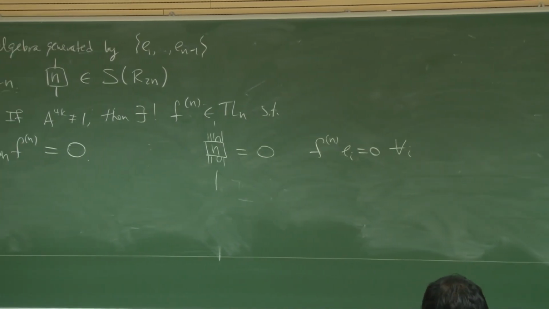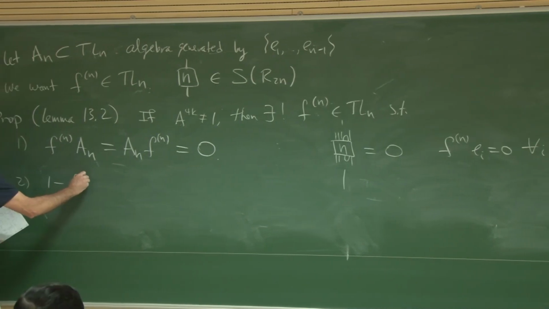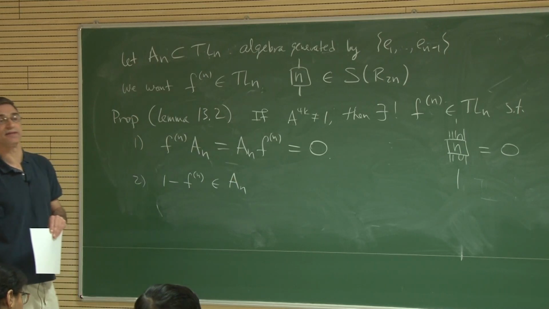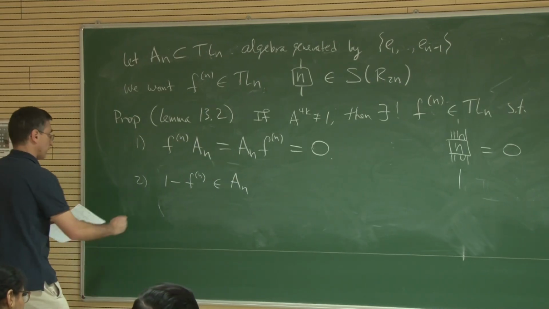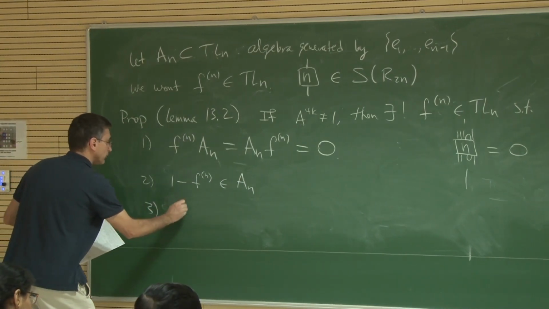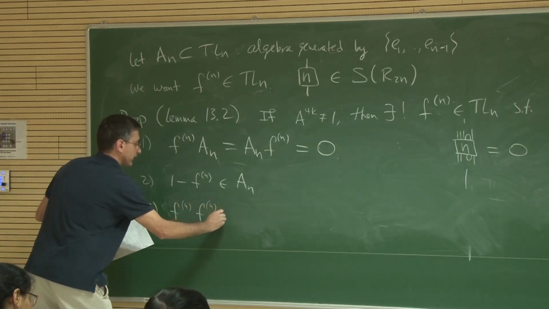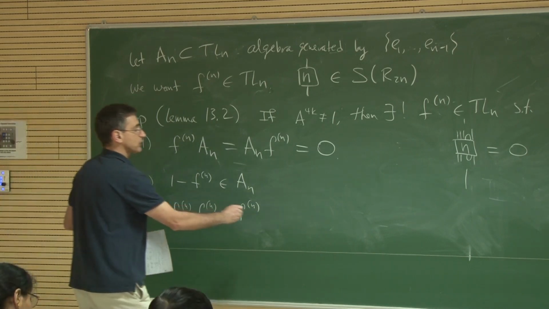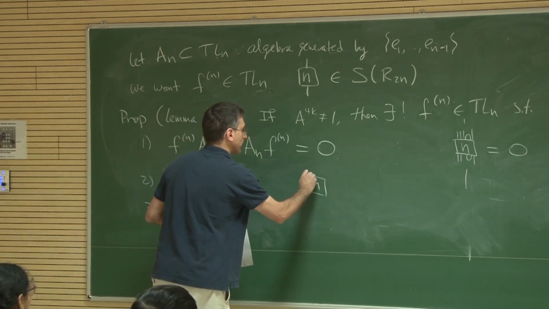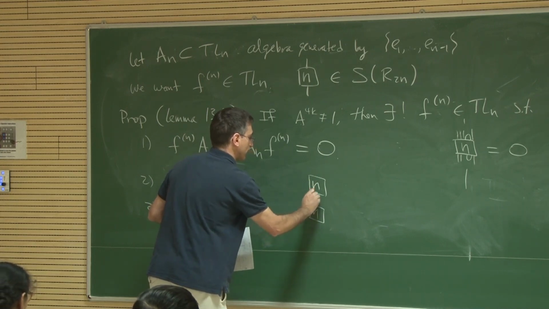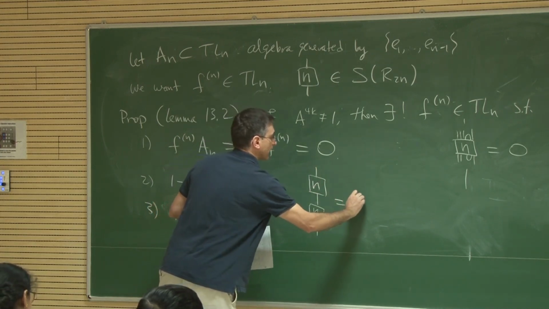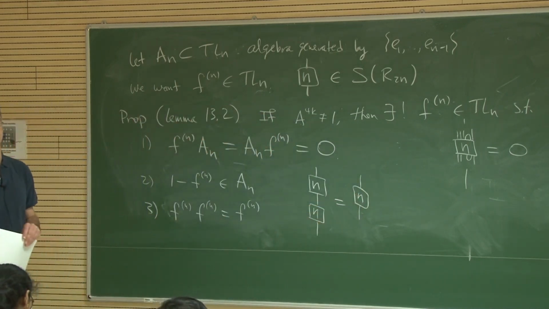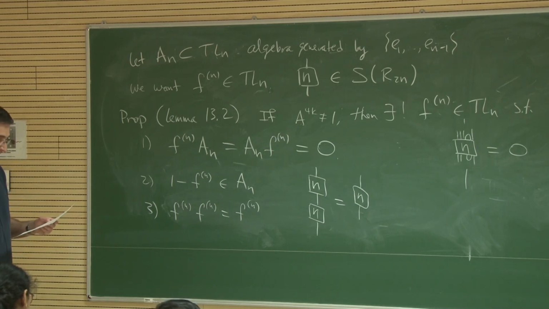Property 2 is that 1 minus Fn sits in the algebra generated just by the e's. The third property is the idempotent property. Fn squared is Fn. And graphically, if I draw a little box and then draw a little box over here, then that's the same as just drawing one little box. Okay, that's the idempotent property.